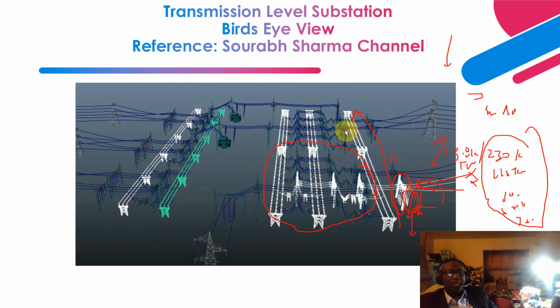Okay, so this substation has main 1, main 2, right? The main bus is this one, the first main bus. The second main bus is this one, and this one is an auxiliary bus, a spare bus. As you can see, the feed comes in here, right?